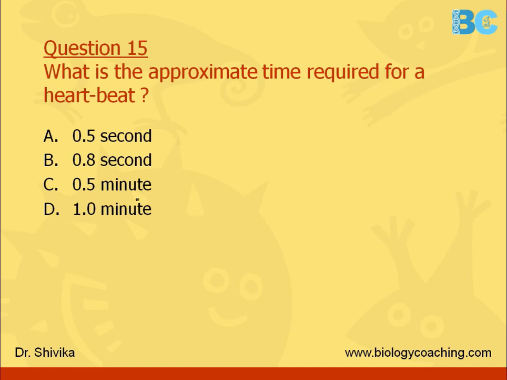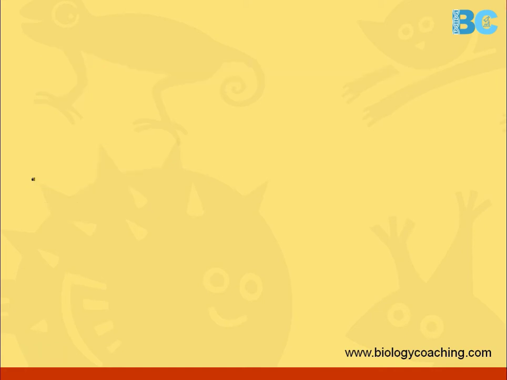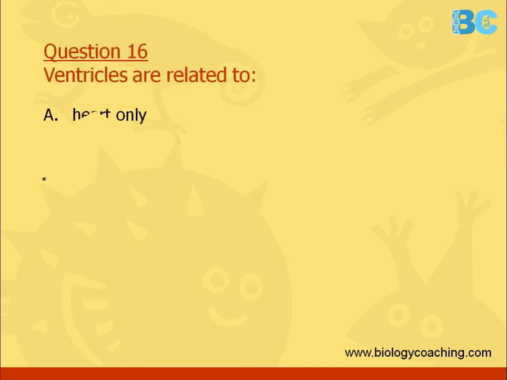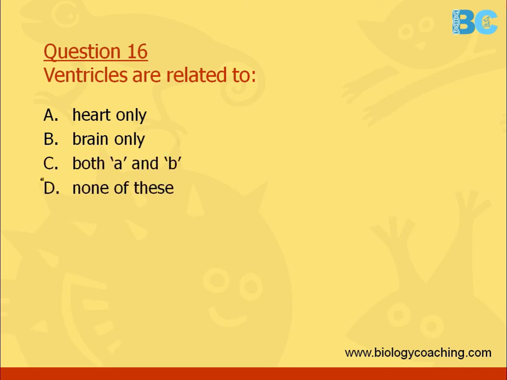Our next question is, what is the approximate time required for a heartbeat? And that is 0.8 second, which consists of one systole and one diastole. Ventricles are related to heart only, brain only, both A and B, and none of these. And the correct option is, ventricles are related to heart as well as brain. So the option is both A and B.